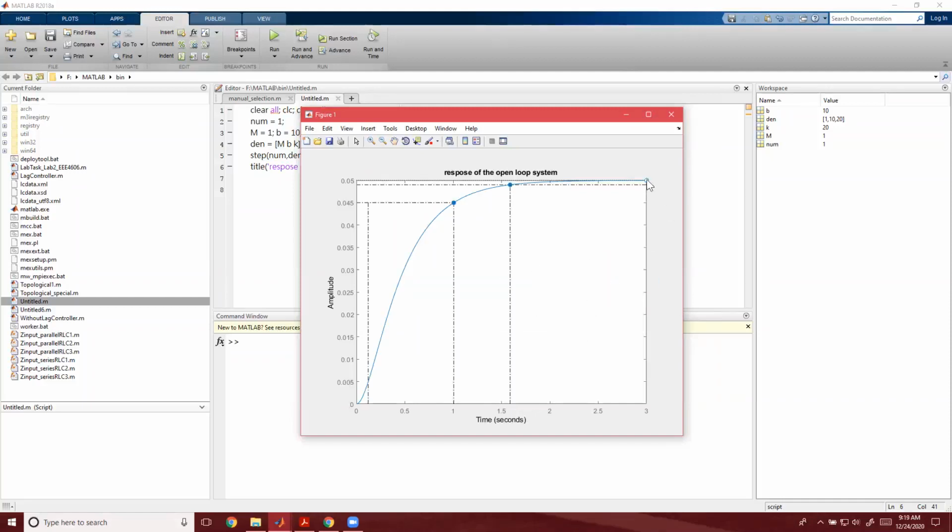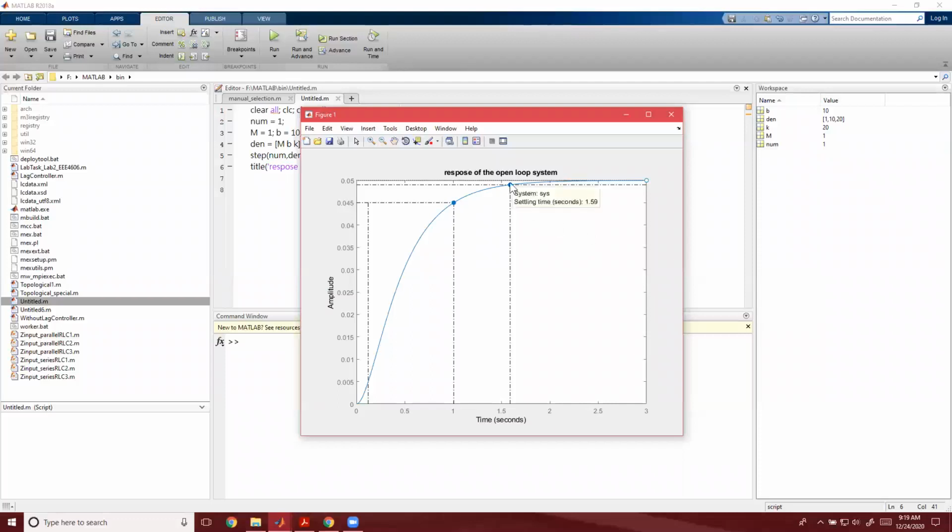So what's our final value? Our final value is 0.05, right? Yes, sir. So how much steady state error do we have? Our input value is 1 and our final value of our output is 0.05. What's our steady state error in this case? So 0.95, 95%, right? Yes, sir, if we consider percentages. So that's really a huge amount of error, right?